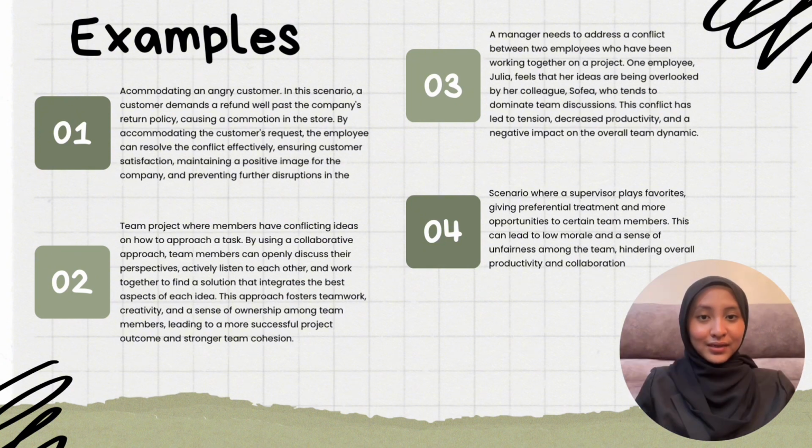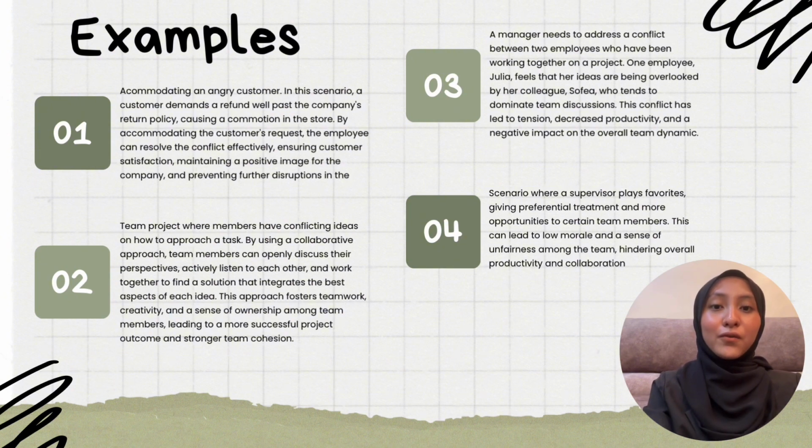Another example for conflict management is a team project where members have conflicting ideas on how to approach a task. By using a collaborative approach, team members can openly discuss their perspectives, actively listen to each other, and work together to find a solution that integrates the best aspects of each idea. This approach fosters teamwork, creativity, and a sense of ownership among team members, leading to a more successful project outcome and stronger team cohesion. This example demonstrates how applying conflict management strategy can turn potential disagreement into opportunities for innovation and collaboration within a team setting.